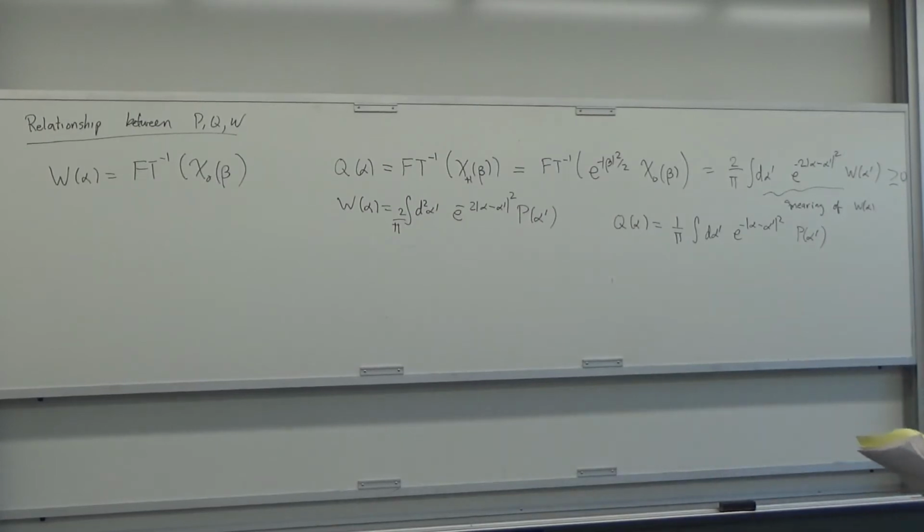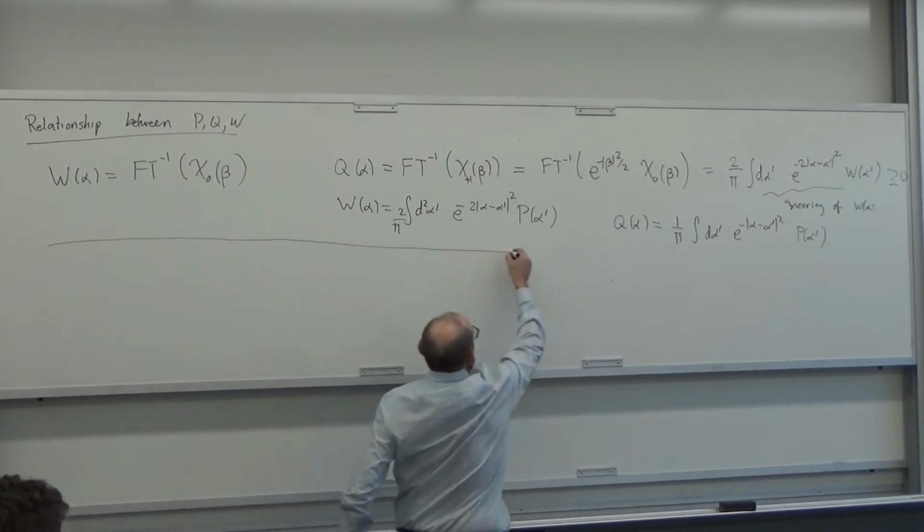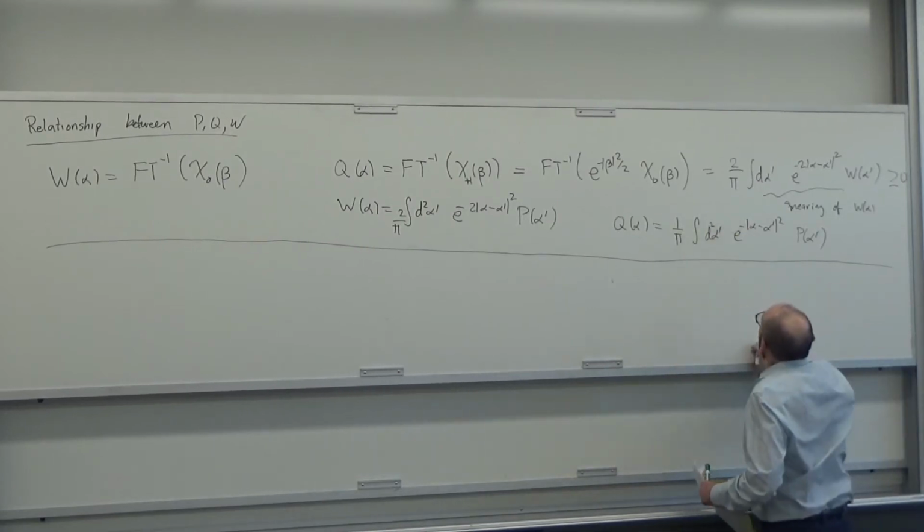So let's do a very quick and easy example. Should they all be d squared alpha prime? Yeah. Picky.